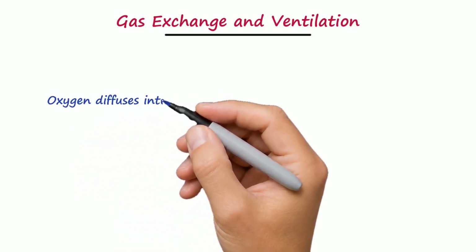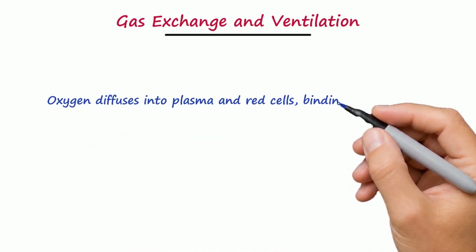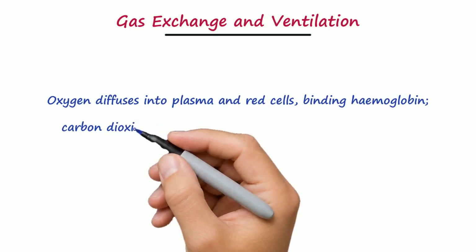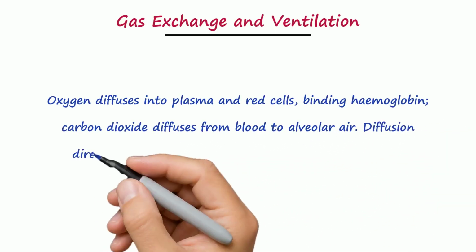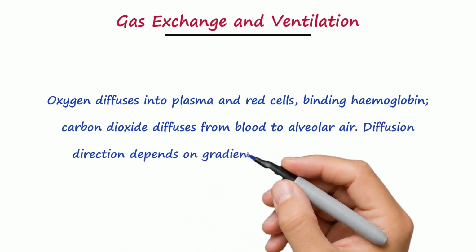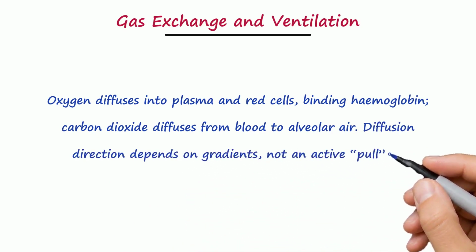Oxygen diffuses into plasma and red cells, binding hemoglobin. Carbon dioxide diffuses from blood to alveolar air. Diffusion direction depends on gradients, not an active pull by hemoglobin.